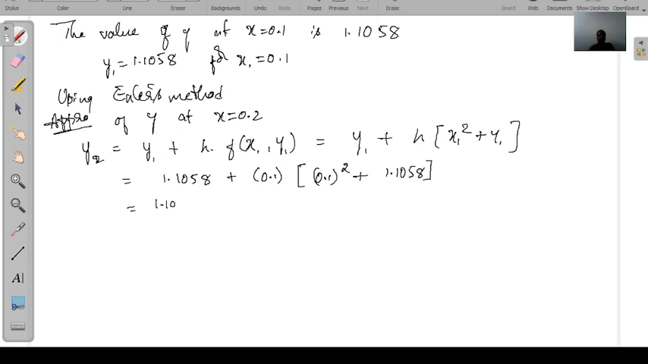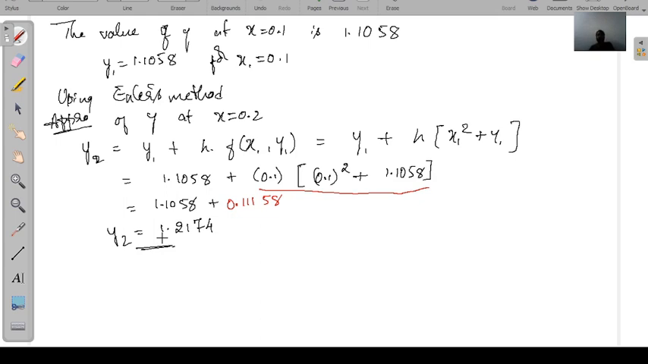It will be 1.1058 plus the entire thing underlined. The underlined value will be 0.11158. The sum of these two things will be 1.2174. So the fourth place again we are rounding off. So this is our y2. y2 is nothing but the approximate solution of y.